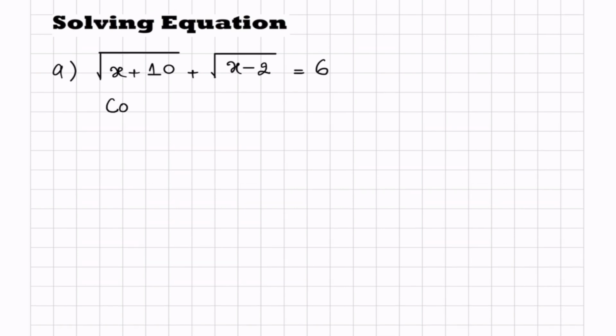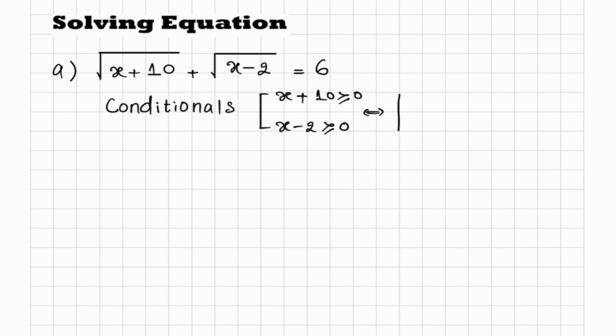Because we want to solve it in real numbers, the condition of this equation will be x plus 10 is greater than or equal to 0 and x minus 2 is also greater than or equal to 0. Then we get x is greater than or equal to negative 10 and x is greater than or equal to 2. So this is equivalent to x is greater than or equal to 2.